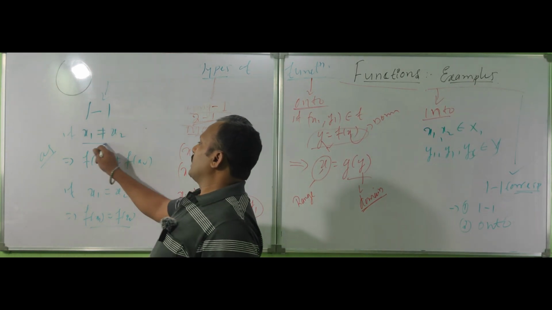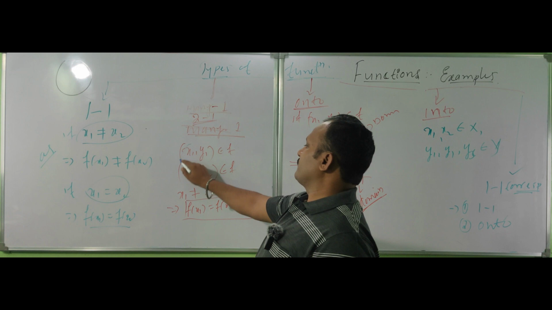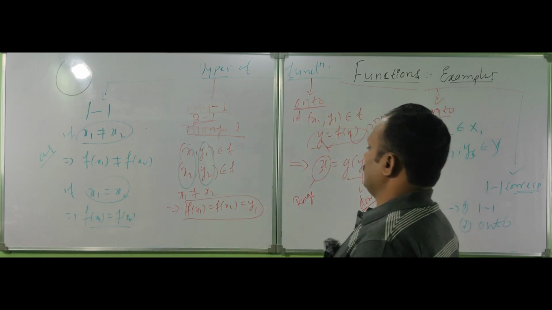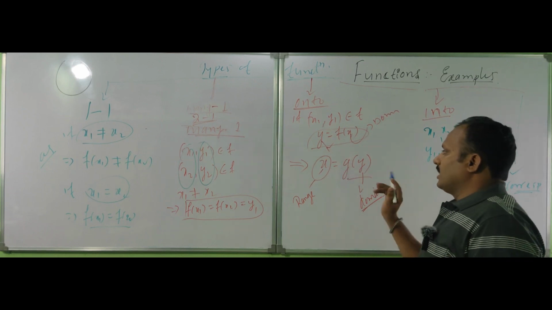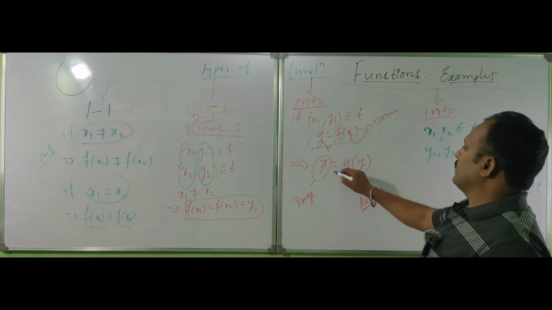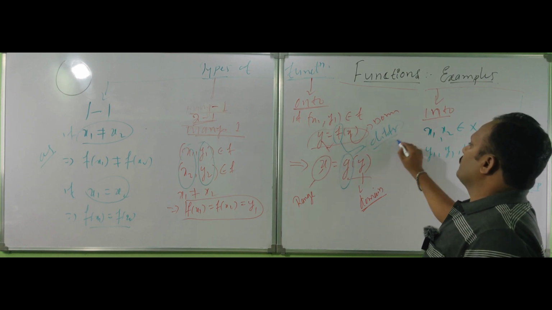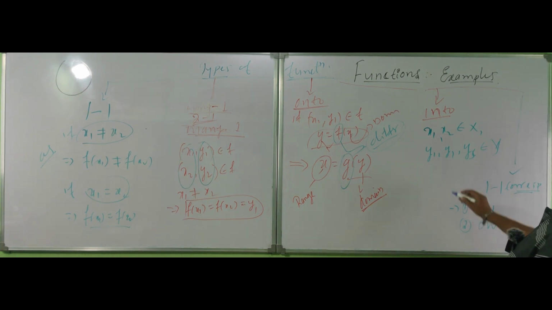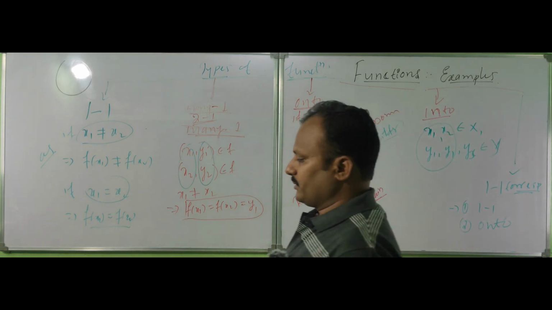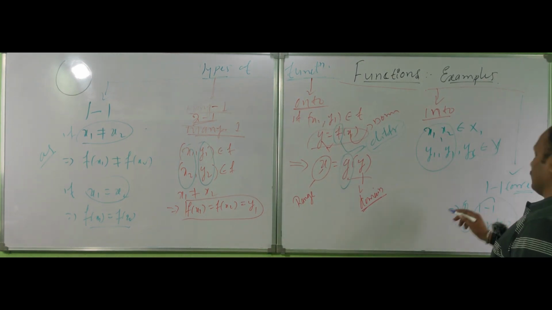One-one is either this condition or this condition. Many-one means two elements of the domain have the same element in the codomain or range. Onto function: if y belongs to f of x, then x belongs to g of y, where f and g are different functions. Onto means every image has a pre-image. Into means the range is a proper subset of the codomain. And one-one correspondence is both one-one and onto.